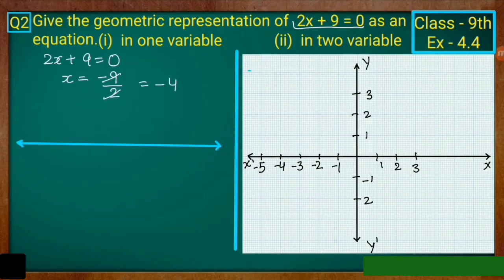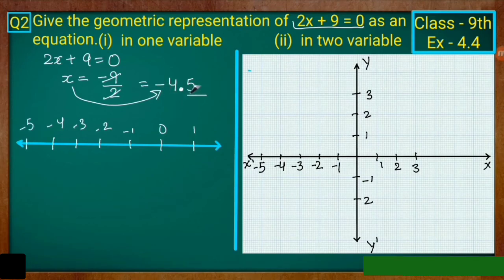Now it means we have to plot minus 4.5 on the number line for one variable. Draw a simple straight line. You can see I have already drawn these two planes, first for the one variable, second for the two variables. For one variable, simply draw a straight line. 0, 1, and on the left side write the negative values, minus 1, minus 2, minus 3, minus 4, minus 5. Our required value is minus 4.5.